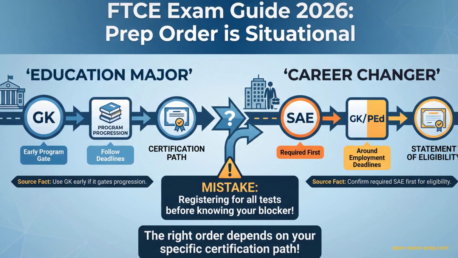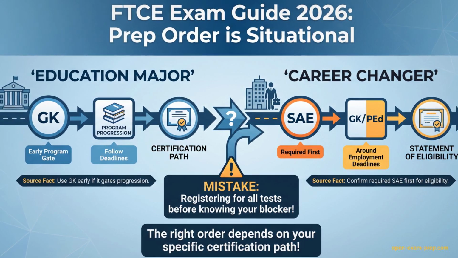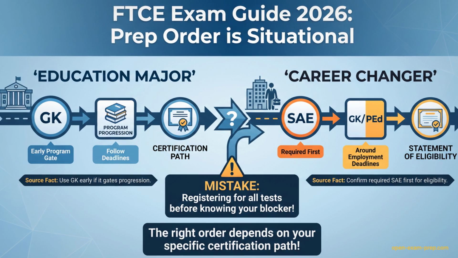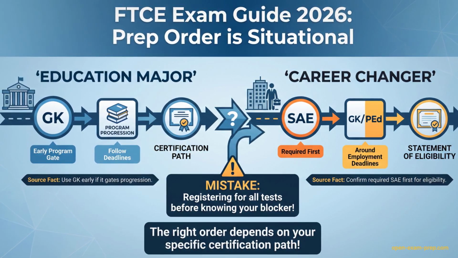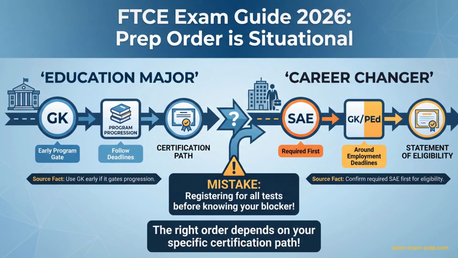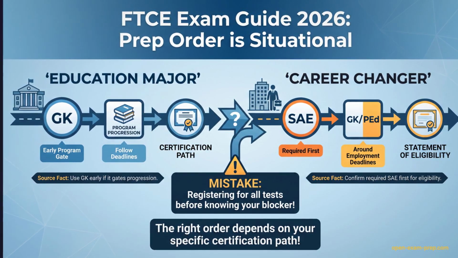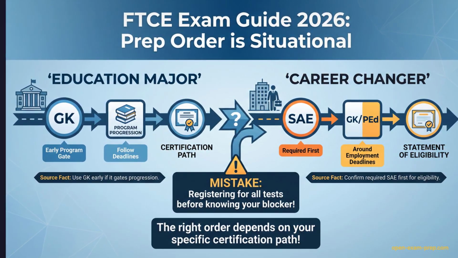So what's the right order? It depends on you. An education major might need to pass the GK to advance in their program. A career changer, however, should first confirm which subject area exam their statement of eligibility requires. Then plan GK and PED around it. If you're a content expert but new to teaching, start practicing for the Professional Education Test early.